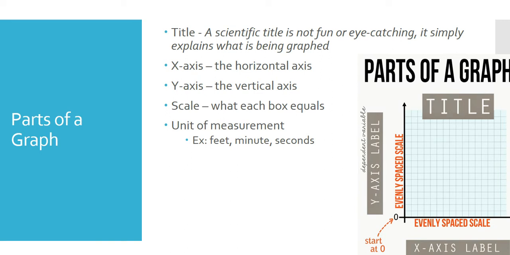X-axis, just like in math, is this bottom axis down here. It's the horizontal axis of the graph, and then the one that goes up and down, the vertical axis, is the y-axis. The scale is going to be what each box equals. Now this was a more difficult concept for us on the test, so we'll talk about that in a minute. And then what is the unit of measurement? So is the x-axis talking about time in seconds, minutes, hours, days, years? It's important to include units with that.